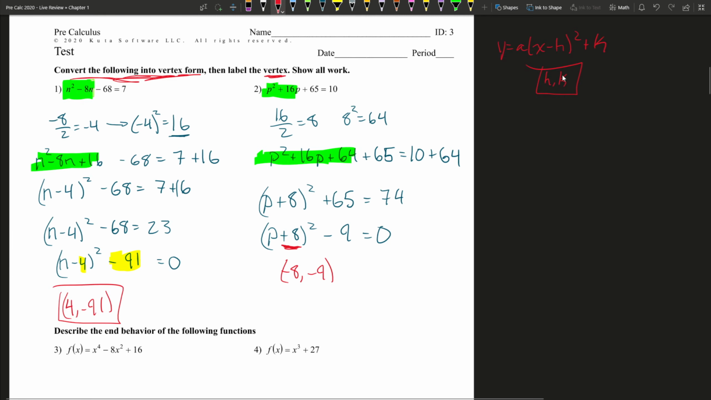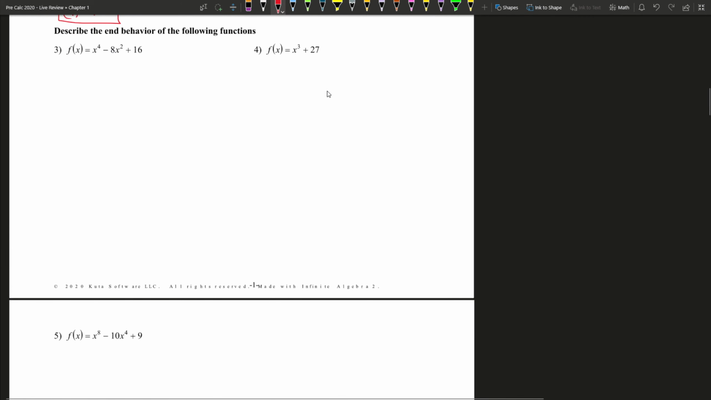All right, so next couple of questions. Describe the end behavior of the following functions. These should be very, very simple give-me points. I'm looking for the degree, and I'm looking for the leading coefficient. In this case, the degree is 4, which is even. The leading coefficient is 1, which is positive.